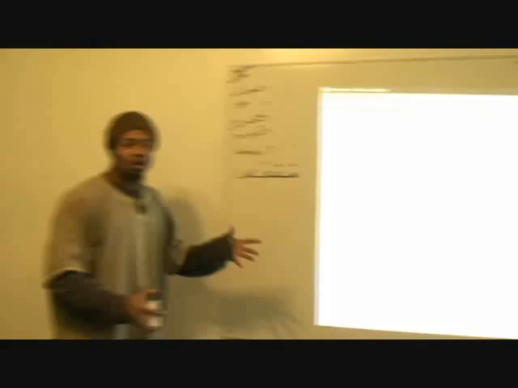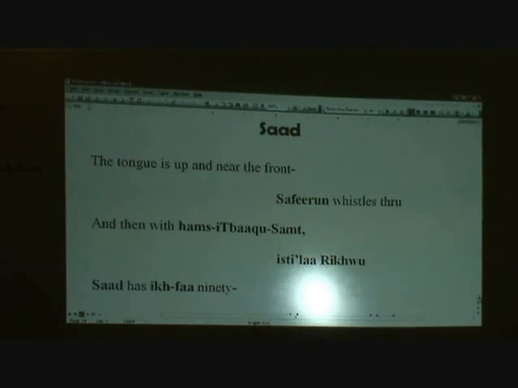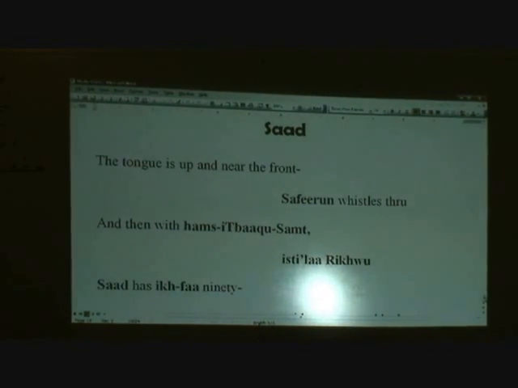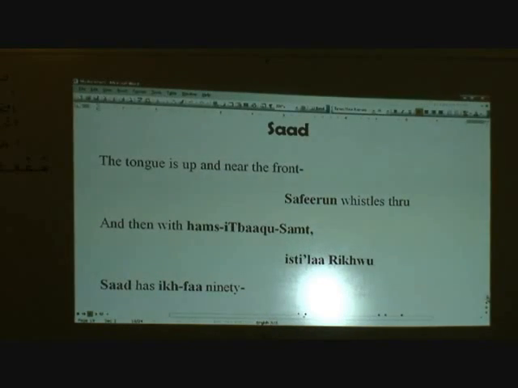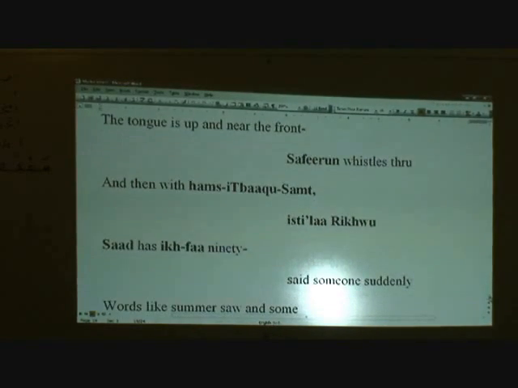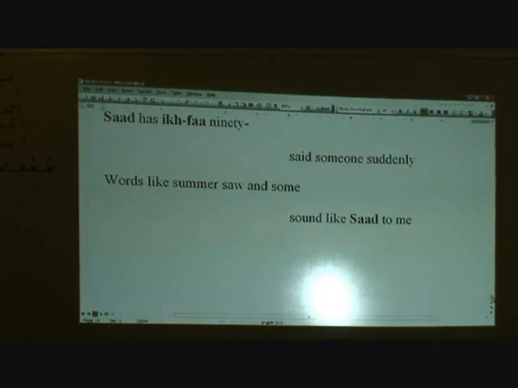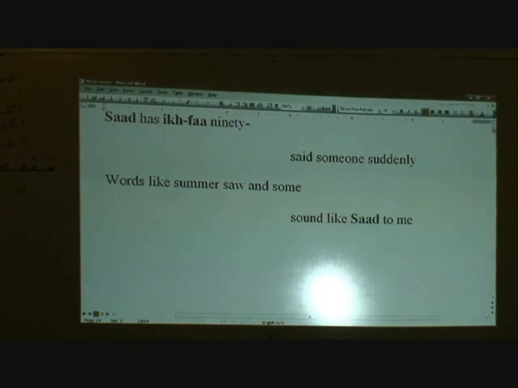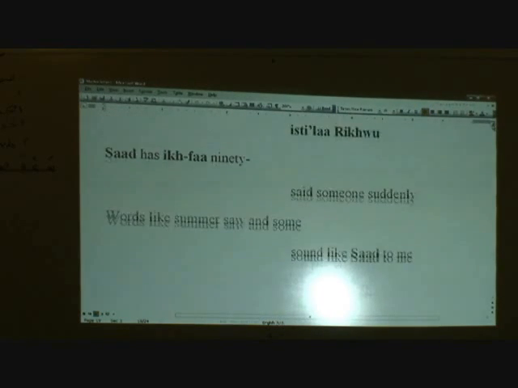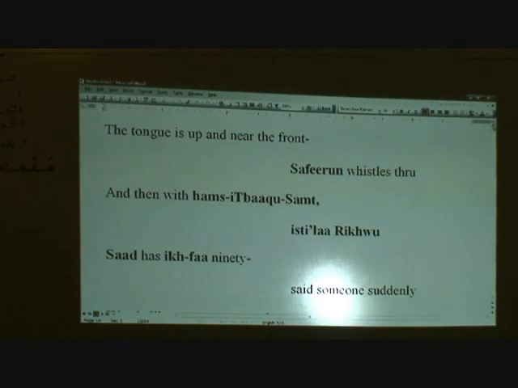So let's go along. First thing it does, it describes this letter. It says the tongue is up and near the front. Safirun whistles through, and then with hams, itbaq, samt, isti'la, rikhwu. Sad has ikhfa. Words like sama, saw, and sad, some sound like sad to me. Let's go back up. It's a tongue twister for me too. He says again, right there, the tongue is up and near the front. Let's go here. Safirun whistles through. See, when your tongue is up to the front, it's up and near the front. Say us, us. Put it here. Us.